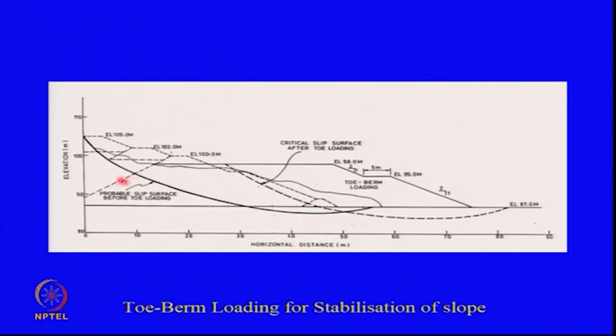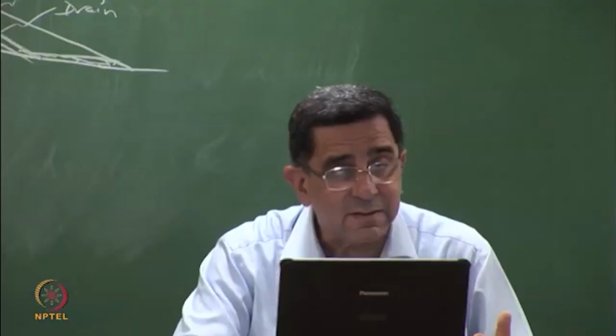In this case, we put a stabilizing berm. This was able to give us the solution. This is the critical slip surface now. But there was a problem. The crest had to come down. They also wanted us to rebuild the crest.